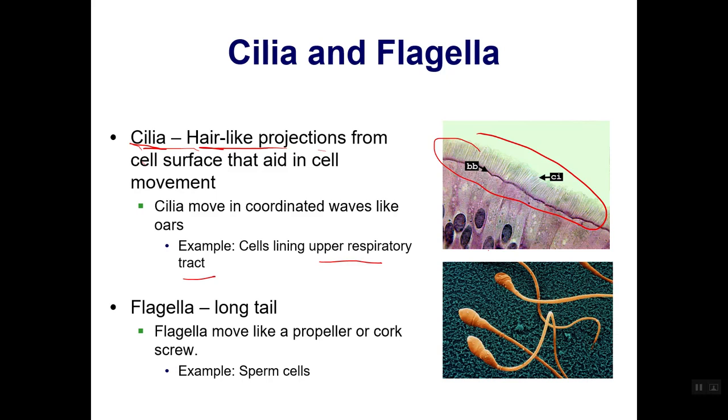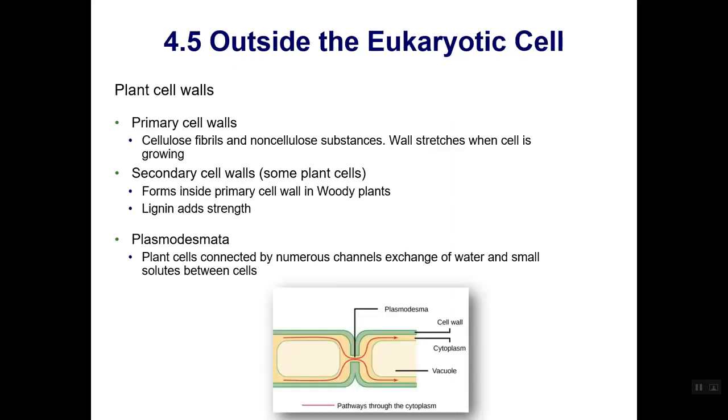All right, lastly, flagella. So flagella are long tails. We've seen those before with prokaryotes. A great example are sperm cells. They have these really long flagella that they can move back and forth to propel them forward to go on their long travels.